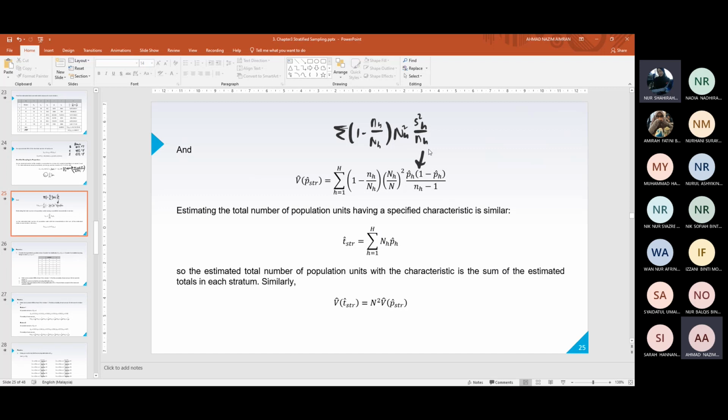Alright, then untuk ini sama je lah, just tukar kepada proportion. Basically it is just the same, just tukar kepada proportion sahaja. Right.